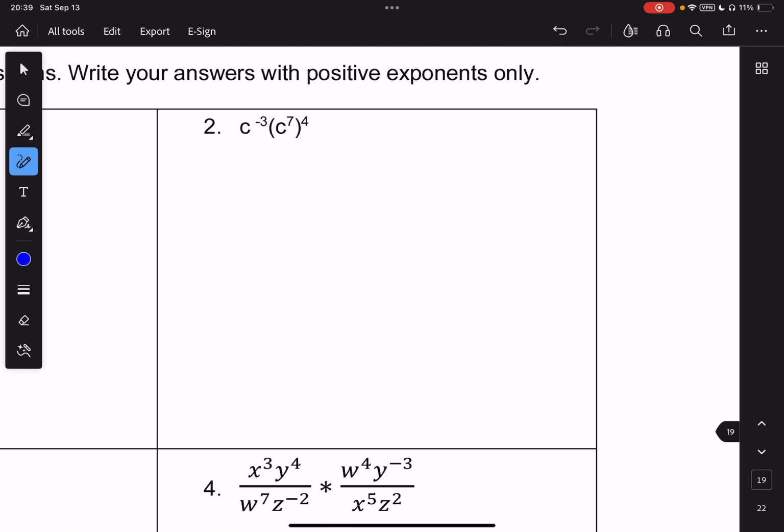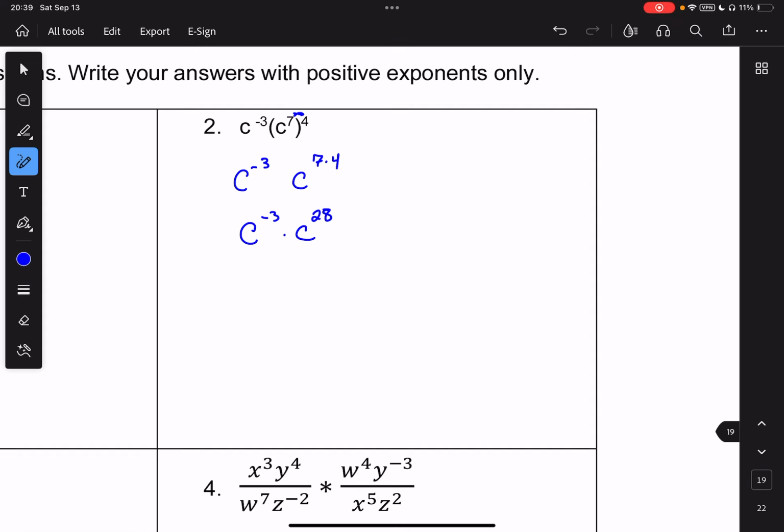Going on to 2, we have c to the -3 times c to the 7 to the 4th. So we're just going to keep c to the -3 for now. But remember, we're multiplying our exponents in the brackets. So this becomes c to the 7th times 4, c to the -3 times c to the 7 times 4, which is 28.